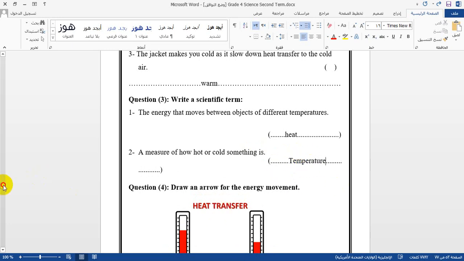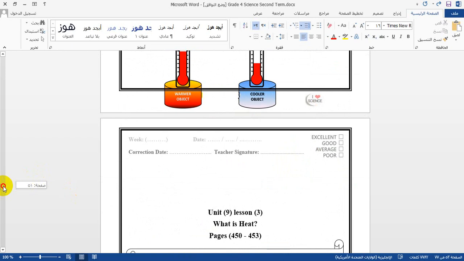Okay, and don't forget this chart here. This is the warmer object and the cooler object, and the heat starts to move from here to here because there is a difference in temperature.